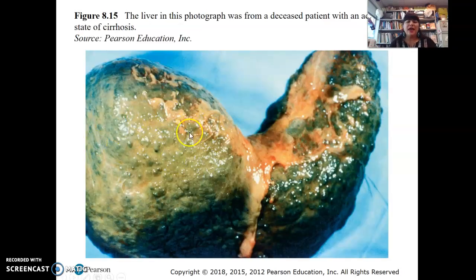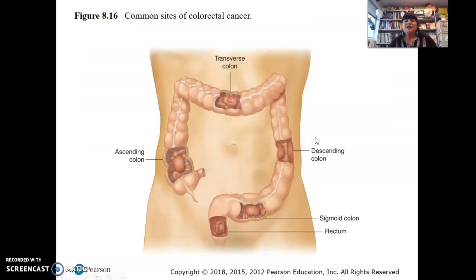Ooh, horrible picture. Look at that. If you saw that, you'd think, this does not look healthy, right? It says that it was from a deceased patient with cirrhosis. So cirrhosis is damage to the liver.